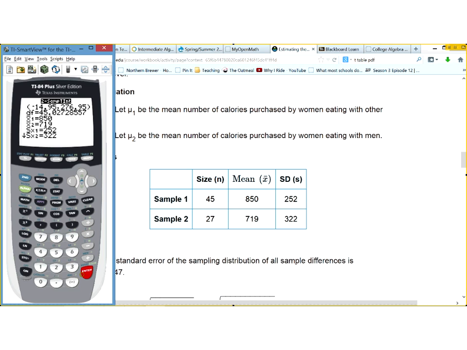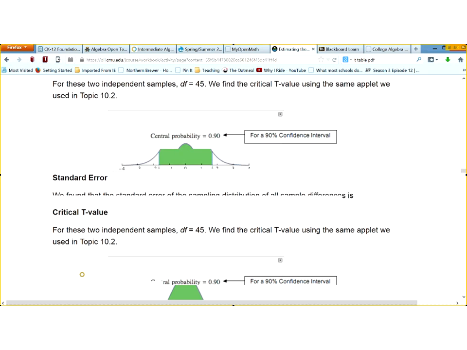So what this is saying is, we can be 95% confident that women eating with other women purchase a mean number of calories between 15 calories less and 277 calories more than women eating with men. Notice that 0 is included in that interval, which means the confidence interval doesn't eliminate no difference as a possibility, which would be a difference of 0.